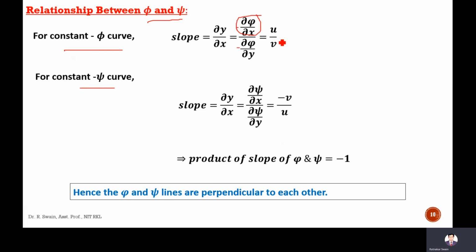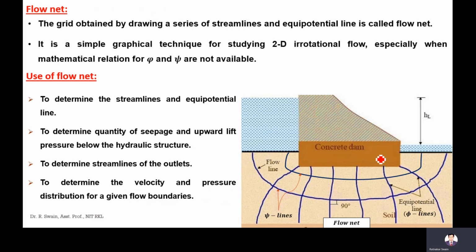If you multiply these two, you'll get minus 1. Hence, the phi and psi lines are perpendicular to each other. Here you can see, this is the dam. Here there are seepage lines. These are called flow lines or streamlines. These are called psi lines, streamlines or the psi lines.